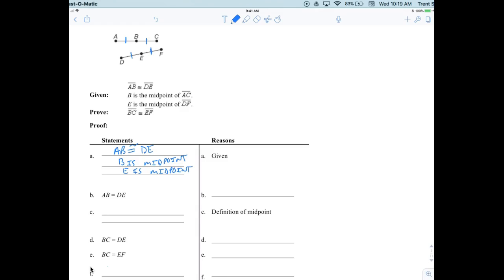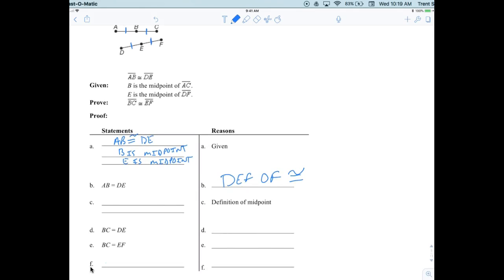Okay, so why is AB equal to DE? Definition of congruent. So some of you now got 2 parts right. Pat yourself on the back. All right, it feels good. So what is true using the definition of midpoint? AB is equal to BC, and DE is equal to what? DE is equal to EF. Does everybody agree with that?